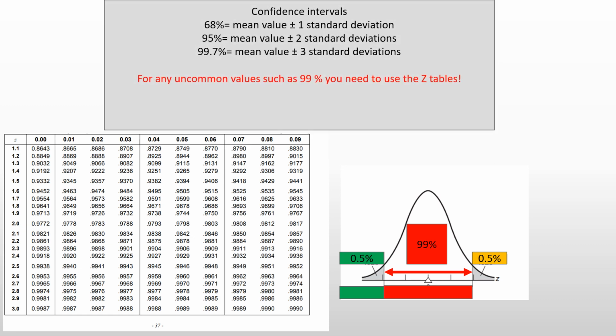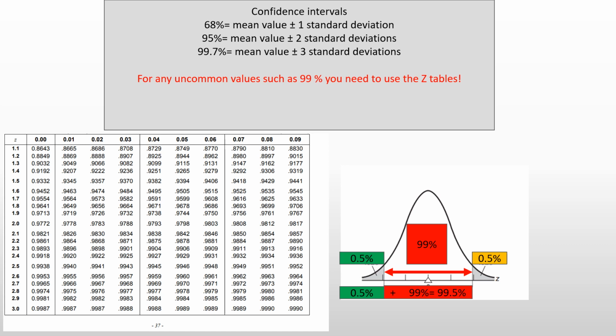Again, to remind you, why are we doing this? We have three common values, 68, 95, and 99.7, which are straightforward: plus or minus 1, plus or minus 2, plus or minus 3 standard deviations. In this case, we have 99%, so we have to actually find the Z value, or the number of standard deviations we need. Just to note, this is 0.5%. We add it to the 99% in the middle, the red part, and we get 99.5. So the value we're actually looking for is not 99, it's 99.5.